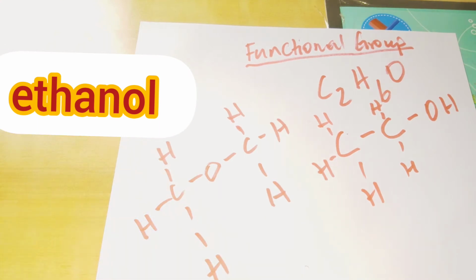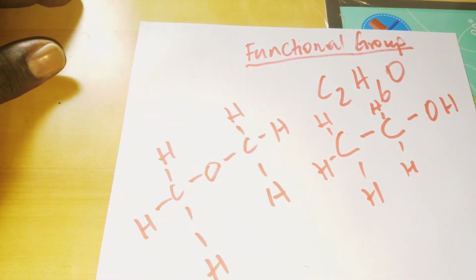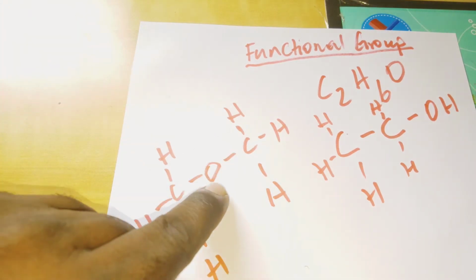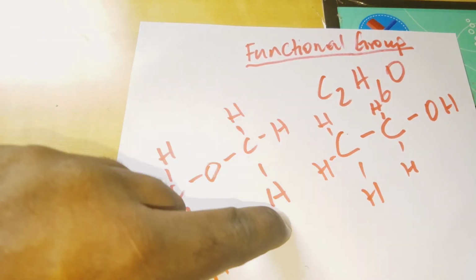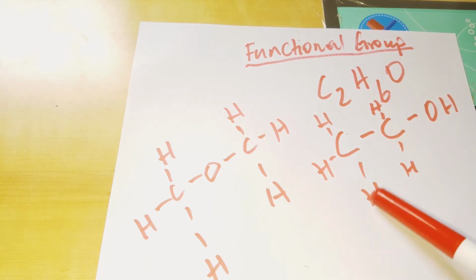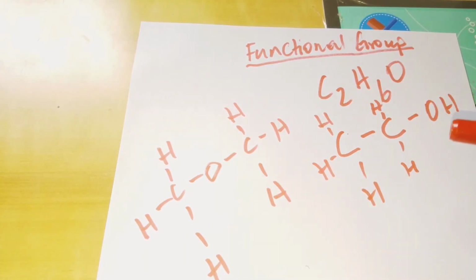Okay, let's check to make sure we have 2 carbons, 6 hydrogens, and 1 oxygen. So you see over here, 2 carbons, 1 oxygen, 1, 2, 3, 4, 5, 6 hydrogens. So that's fine. Let's check this one. 2 carbons, 1 oxygen, 1, 2, 3, 4, 5, 6. So both of these things have the same molecular formula, but their structure is different. They have different functional groups. And because they have the same molecular formula, we call them isomers.